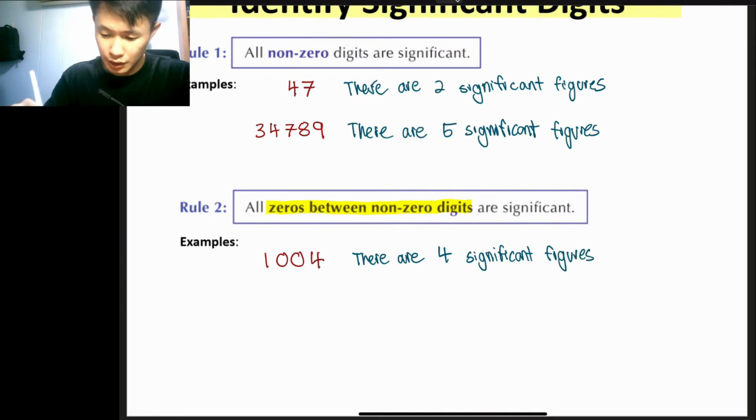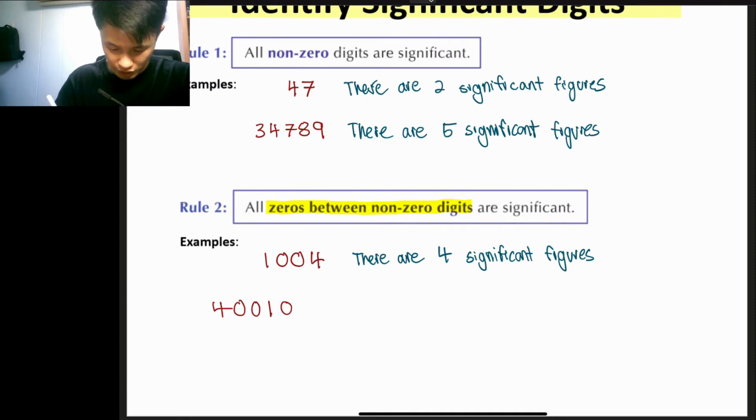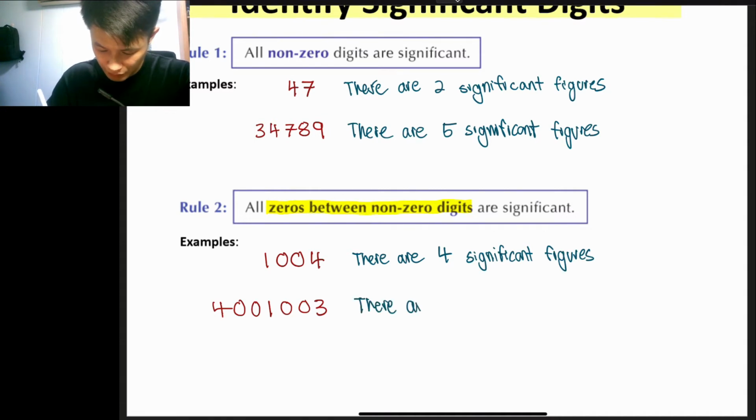Okay, and next, let's give an example. We're talking about whole numbers here, integers, so we haven't reached decimals yet. So even if I have like 4,001,003, there are actually 7 significant figures. All the zeros in between 2 non-zero digits, or even more than that, are considered significant.